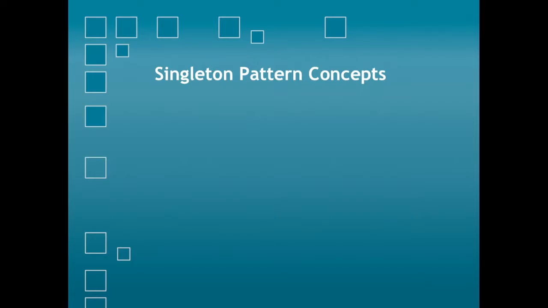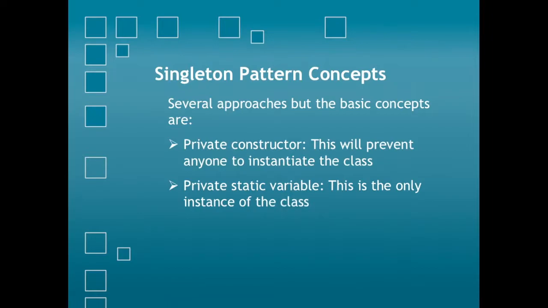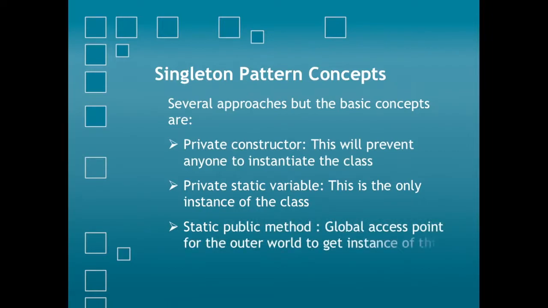The Singleton Pattern concepts. Now there are several approaches, but the basic concepts are a private constructor, which will prevent anyone from instantiating the class. The second one is the private static variable, which is the only instance of the class. The third is the public static method, which is the global access point for the outer world to get the instance of this class. We have to keep these three in mind while creating a singleton class.